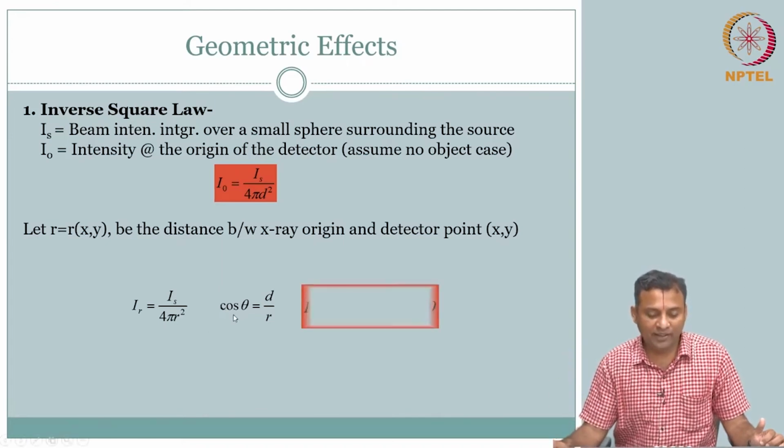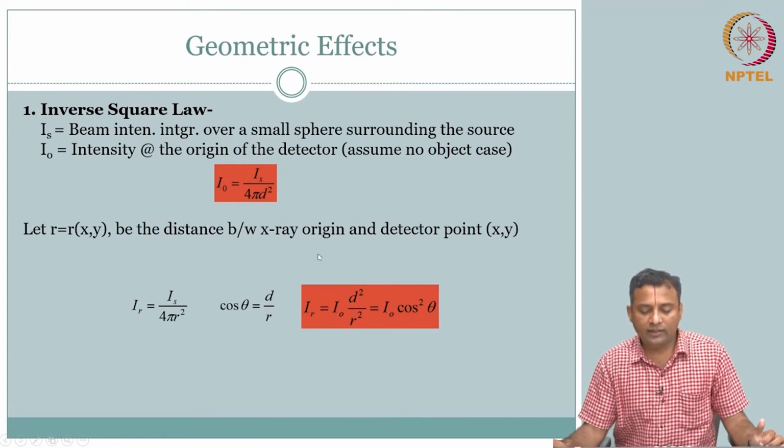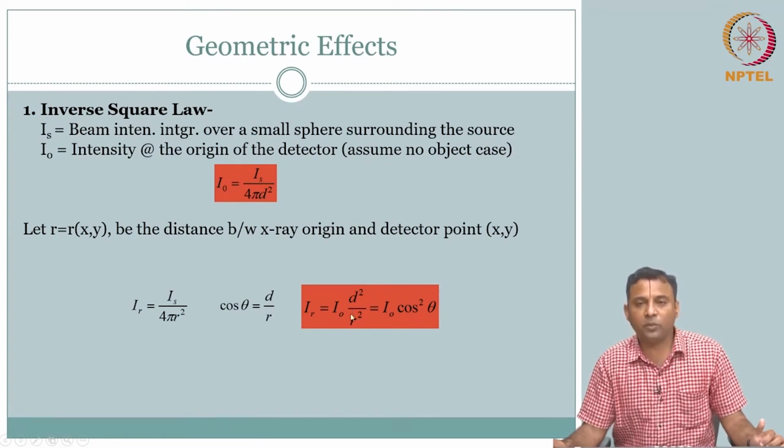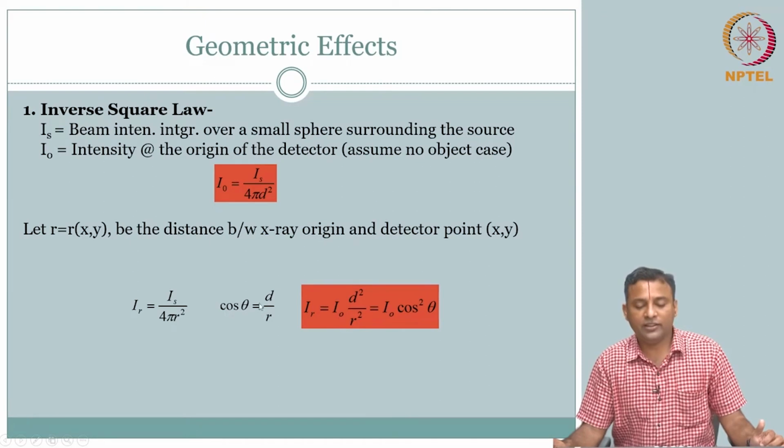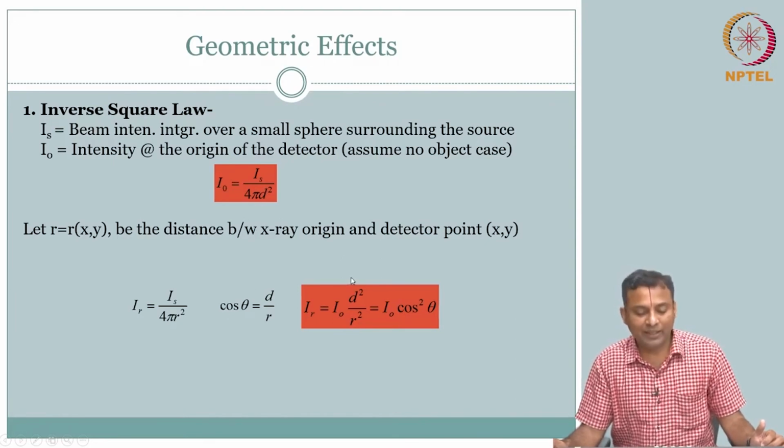Fine, this is fine, but then if you substitute, what happens? IR is equal to, right, I naught. All I am doing is just incorporating it, making it more general, because I know my I naught, that is 4 IS by 4 pi D square. So I am just writing my IR in terms of I naught using this cos theta.